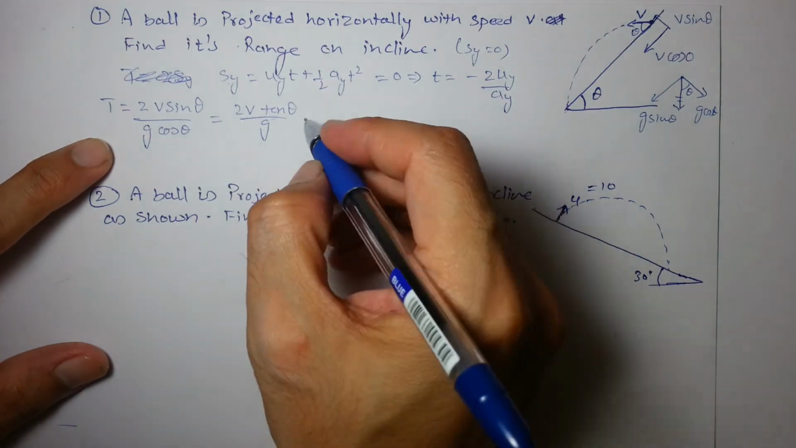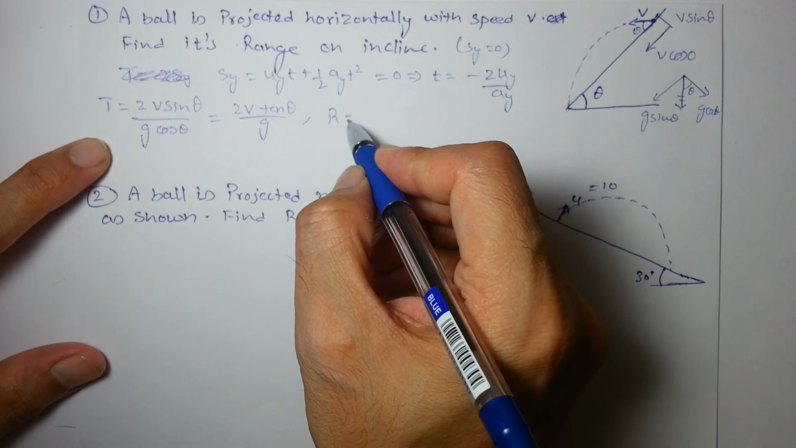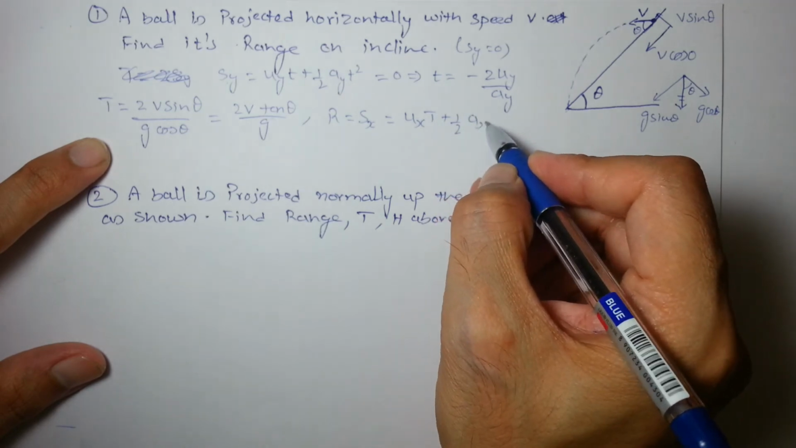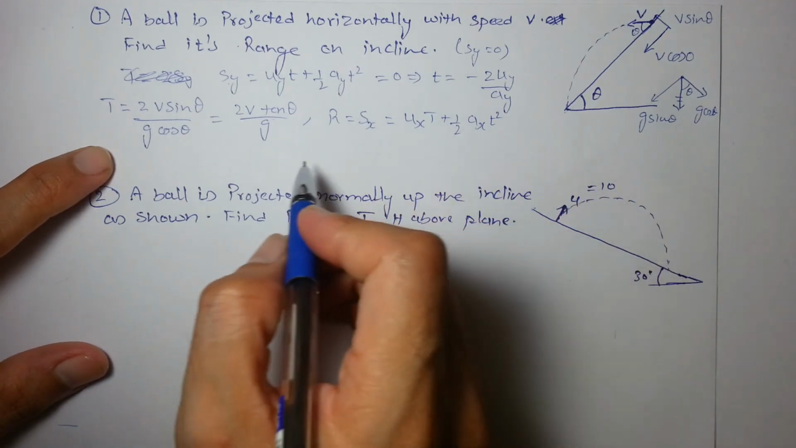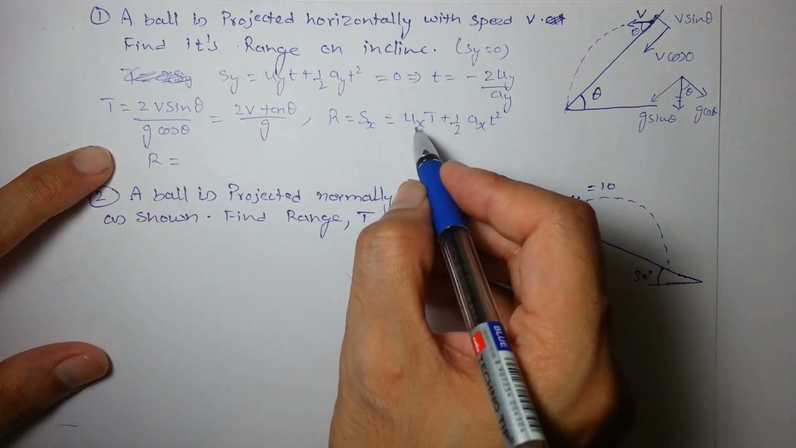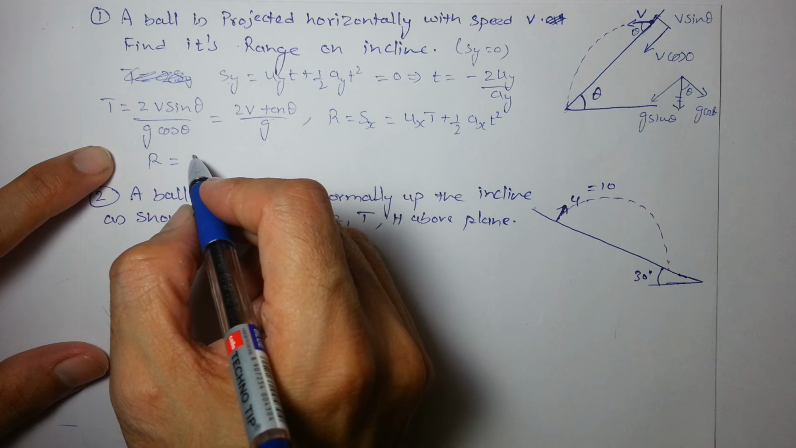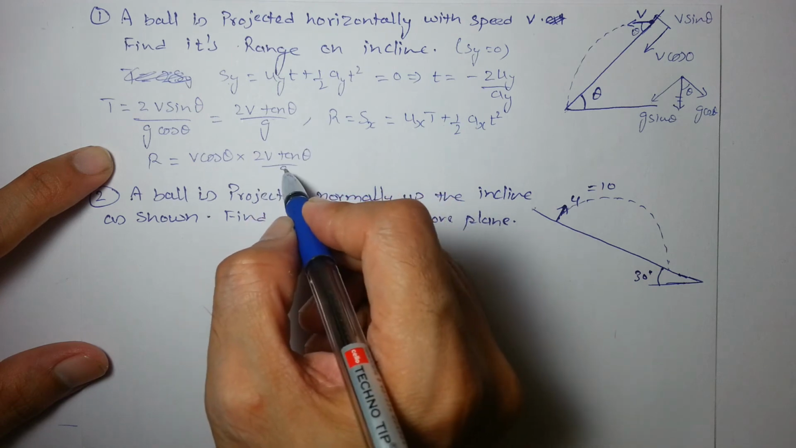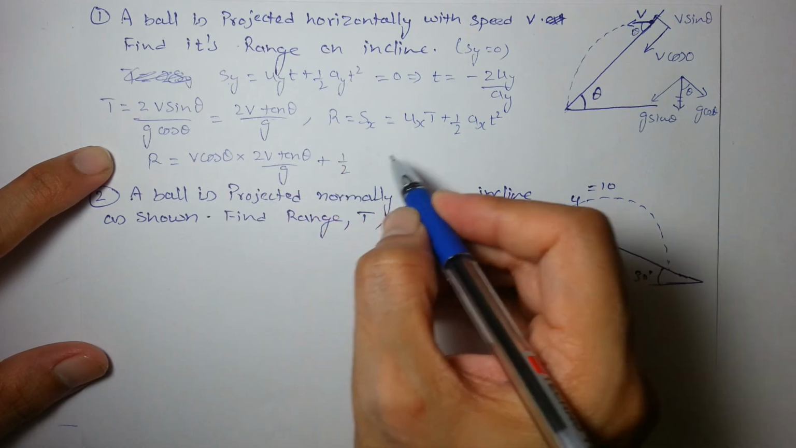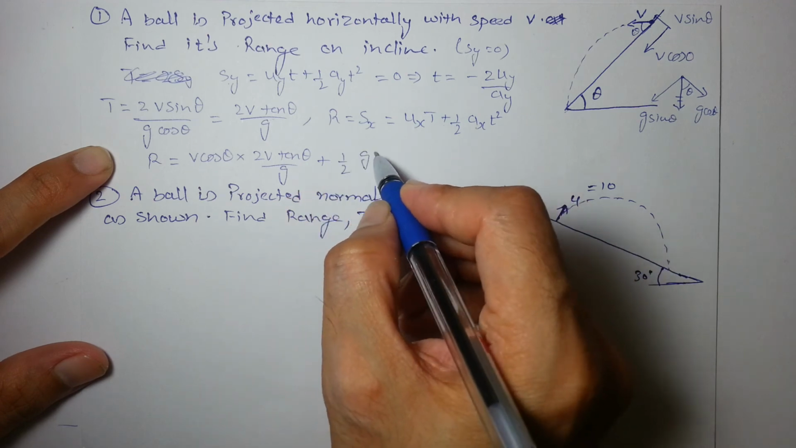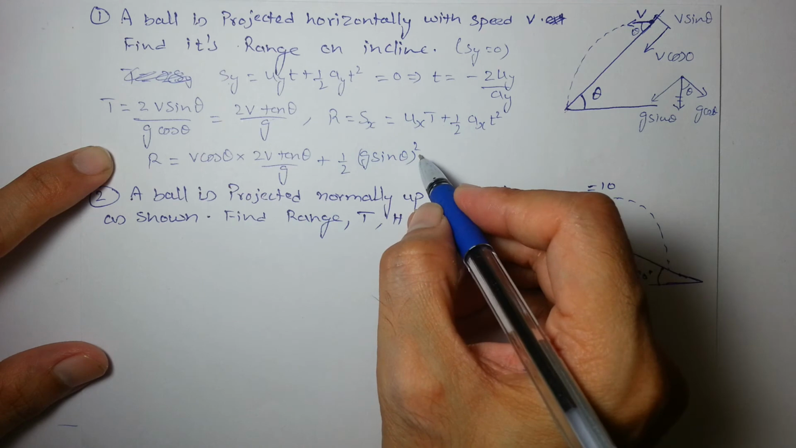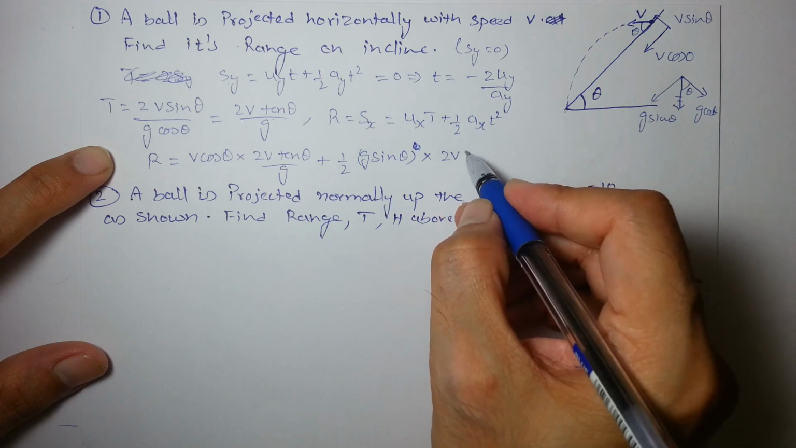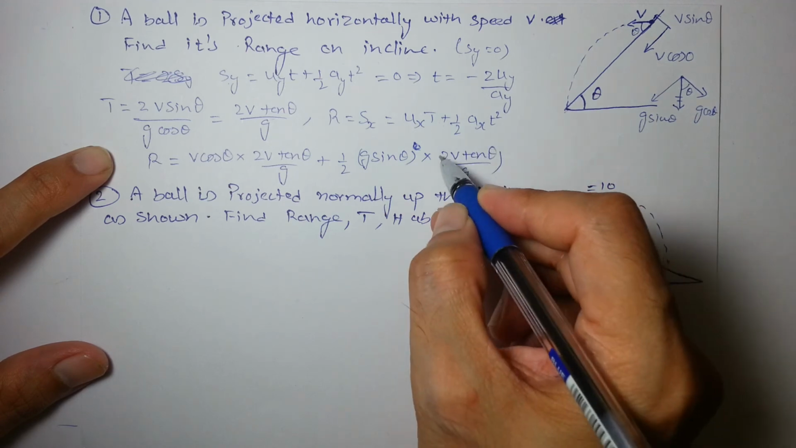Then range. Range is sx, which is ux t plus half ax t square. So we get range is equal to ux, which is v cos theta, into t, which is 2v tan theta by g, plus half ax, which is g sin theta, into t square, where t is 2v tan theta by g whole square.